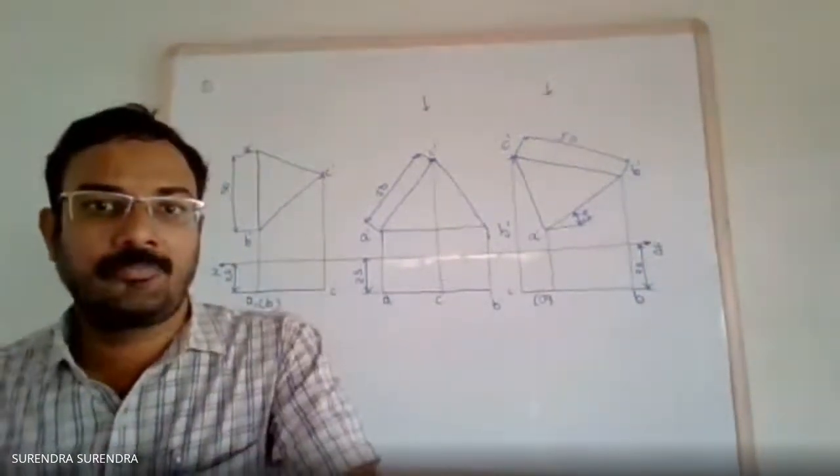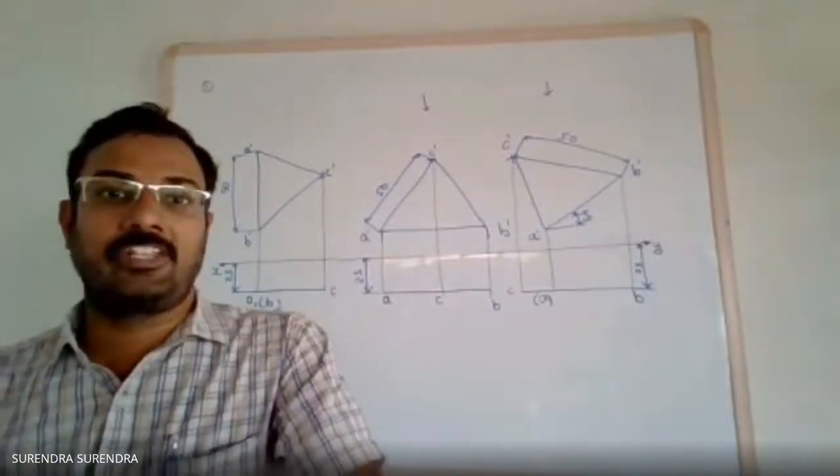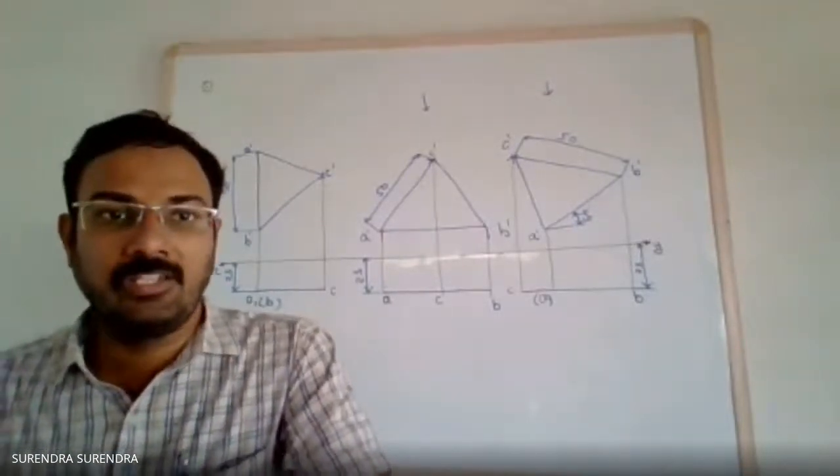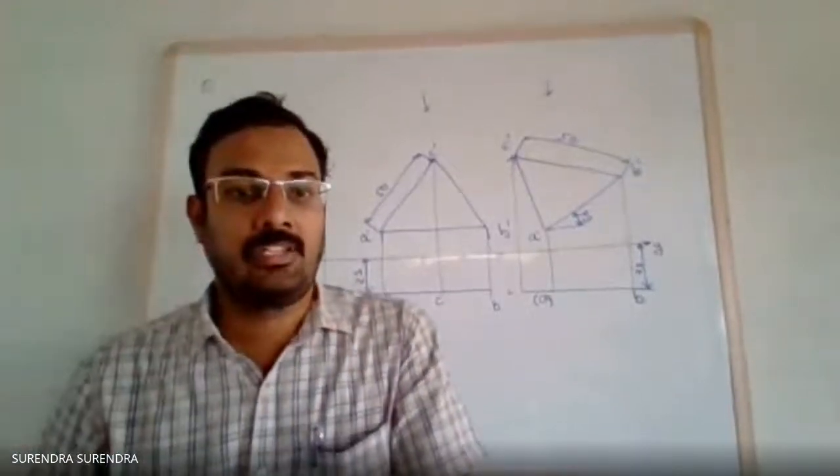So this is the condition when the surface is parallel to the vertical plane and perpendicular to HP, with varying orientations. Next.